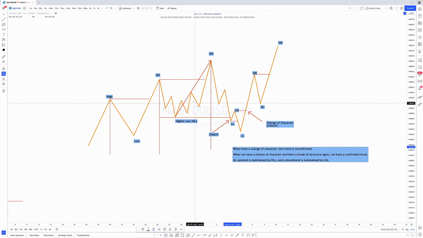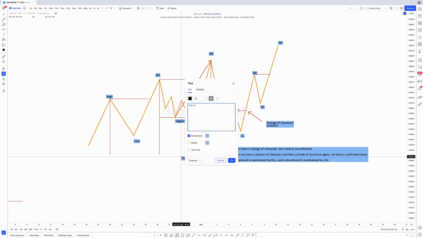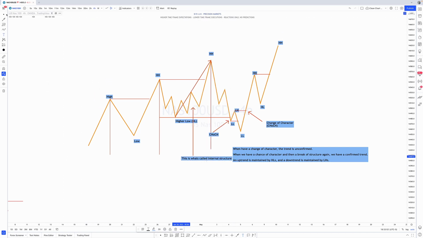Now, you'll notice in here I didn't mark any structure. All of this stuff right here is what's called internal structure. So it's not the major structure or the major swing structure. Price still has to break either this high or go below this low down here. So even though price ended up making it, internally it was making a break, which it did here.